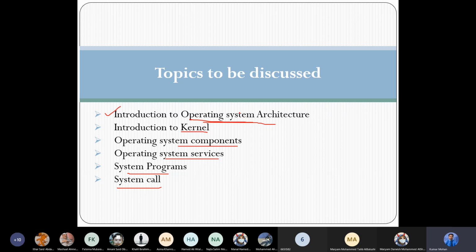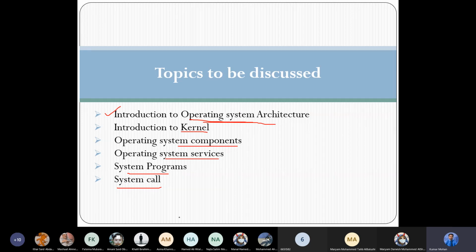See, for everything we have the architecture. Even for the program we have the architecture. Even for the human body we have the architecture. Anything we see, we have some design, we have some structure. From where to start and where to end, each and every one has some responsibility. So what are the topics which we are going to discuss? We are going to discuss the operating system architecture, the kernel, the operating system components, operating system services, program calls, system call and system program.